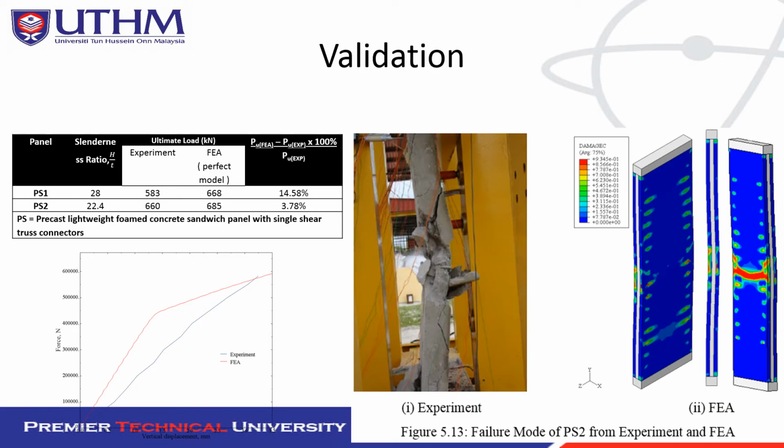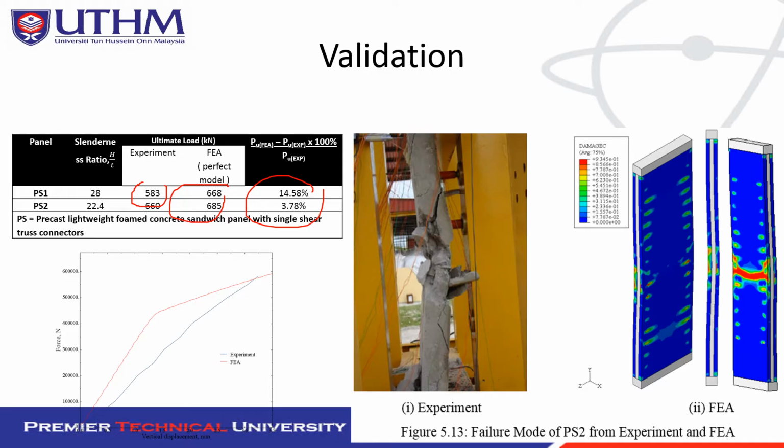Another one is validation. Once you complete the convergence study, it means you get an accurate answer. You compare the experimental data and the finite element data, which is PU FEA minus PU experiment over PU experiment times 100%, which gives you around 14.58 here and 3.78 here. Normally for panels, for the validation you need to validate around 0 to 10%, or the highest value is 0 to 15% difference allowed only. If you get a more accurate answer, you get better results.